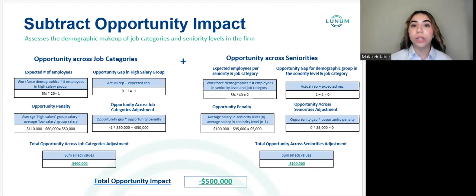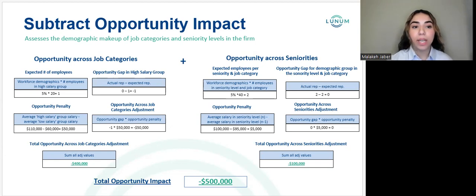That's to ensure that the diversity of the firm of any given demographic group is dispersed evenly within those various job categories and seniority levels. Much like the wage equity impact, or wage equity adjustment, pardon me, opportunity is comprised of two separate adjustments: the opportunity across job categories and the opportunity across seniorities. Now, the sum of those two adjustments equals the total opportunity impact.